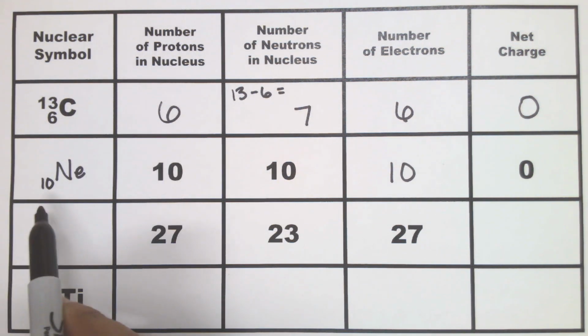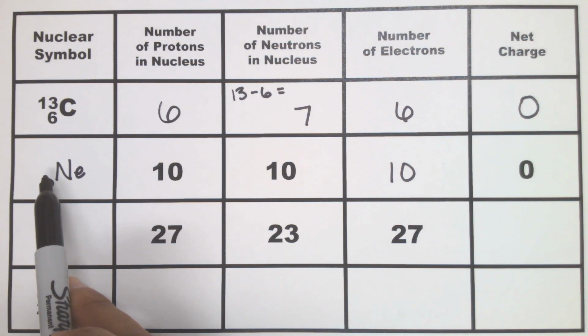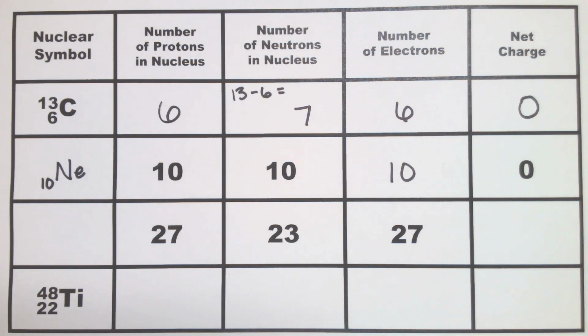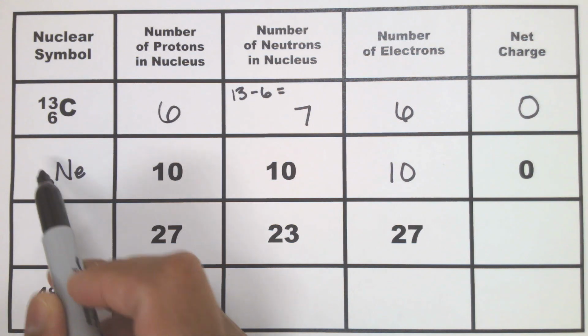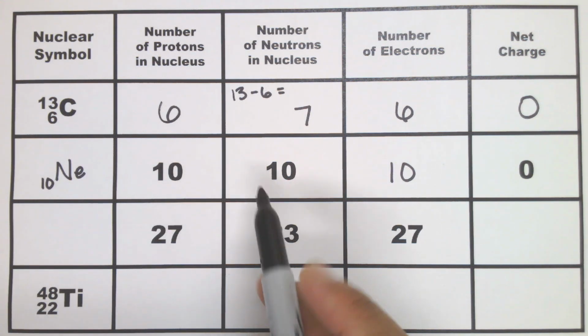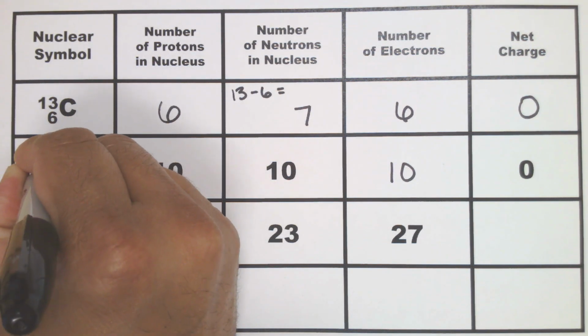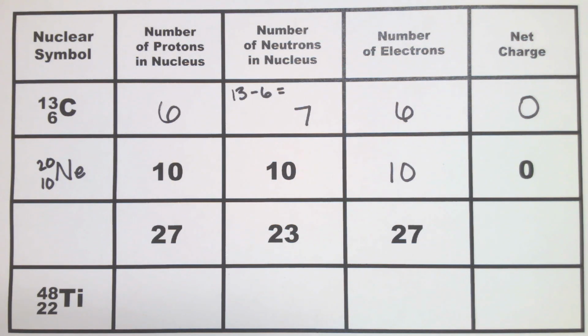I say that the atomic number can be excluded. If you don't have the atomic number, as long as you have the symbol, you'll be able to tell what the atomic number is based on the periodic table. And the mass number is the protons plus the neutrons. This is 20. Let's go to the next example.